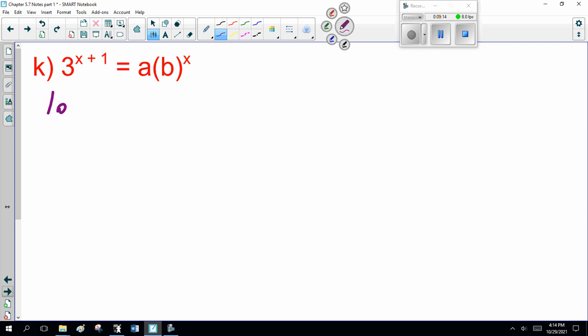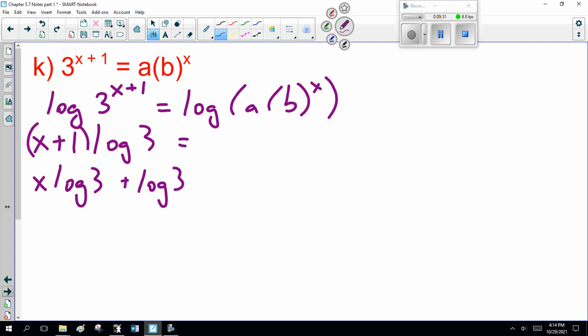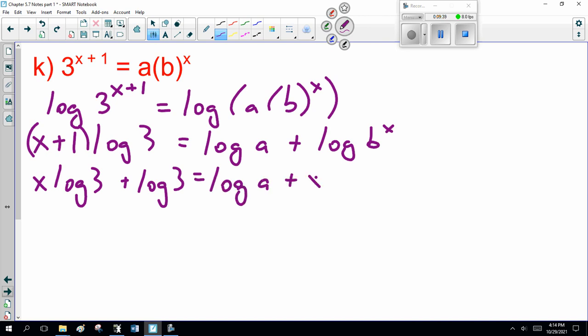So, just like the last one, log of 3 to the x plus 1. It's going to be x plus 1 times log 3, which is x log 3 plus log 3, equals log of a plus log of b to the x, so x log b. So look at that. We just took a log of both sides and we took our exponents down. Now, I have no idea what a is. I have no idea what b is.